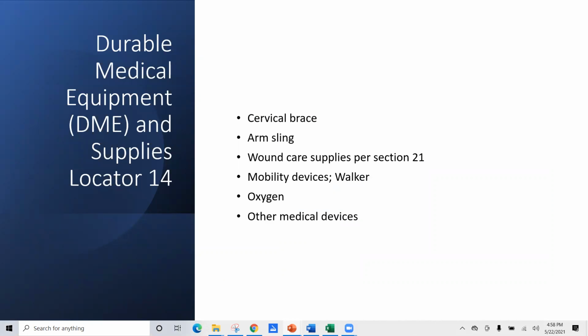Durable medical equipment and supplies, that's locator 14. Some of the things we see are cervical brace, arm slings, wound care, and I suggest you write supplies per section 21 because we spell that out in our orders. We're also going to see mobility devices such as walkers, may see oxygen or other medical devices.